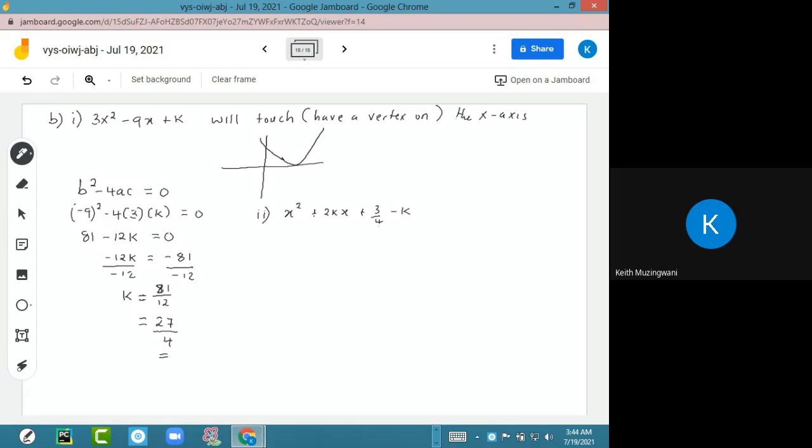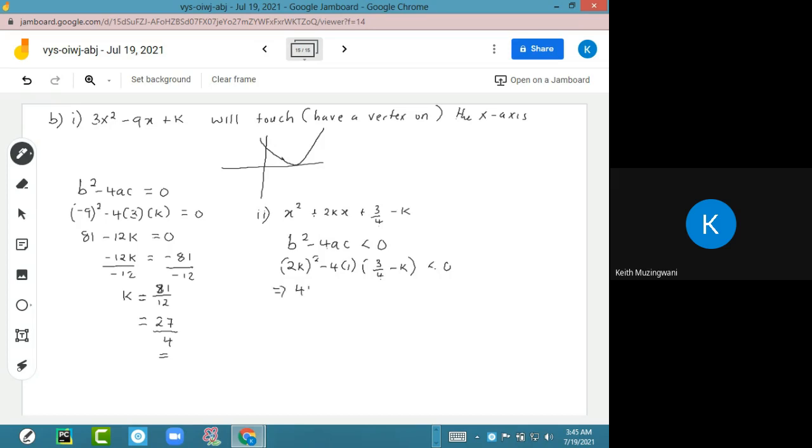Okay, we have another one. We're looking for the values of k where this will not intersect the x-axis, so it will not touch the x-axis anywhere. This only happens when the discriminant is less than 0. So when 2k squared minus 4 times 1 times 3 over 4 minus k is less than 0.